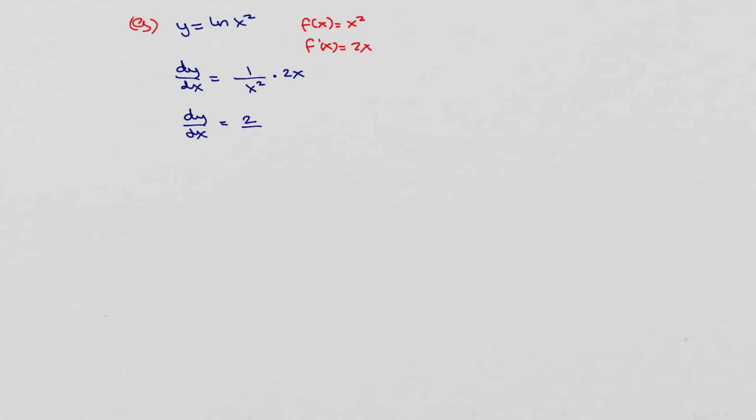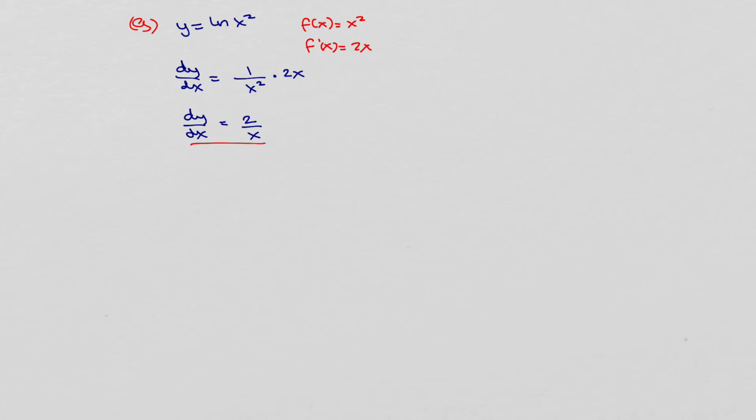If we have y is equal to natural log of x squared, again, I could say my function of x is x squared, and therefore the derivative of x squared is 2x. So if I differentiate natural log of x squared, that's 1 over x squared times x squared differentiated, which is 2x. And 2x over x squared leaves me with 2 over x.